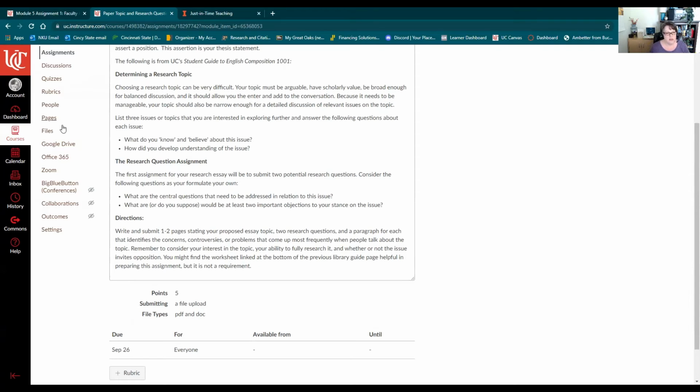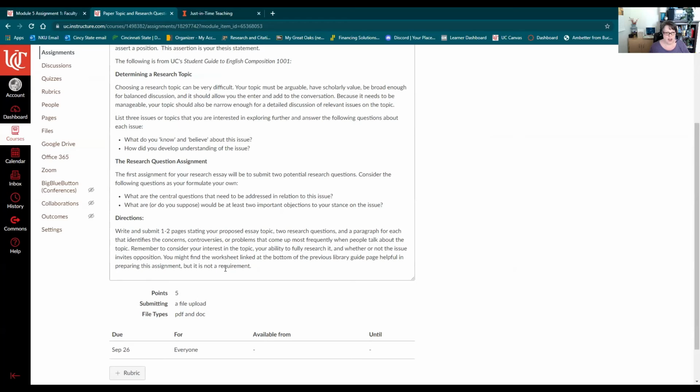So the directions here say to write and submit 1 to 2 pages stating your proposed essay topic, 2 research questions, and then a paragraph for each question that identifies concerns, controversies, or problems that come up most frequently when people talk about that topic. Remember to consider your interest in the topic, your ability to fully research it, and whether or not the issue invites opposition. If it doesn't invite opposition, then you might need to change your topic a little bit, because this is, again, an argumentative essay that you are doing research for.